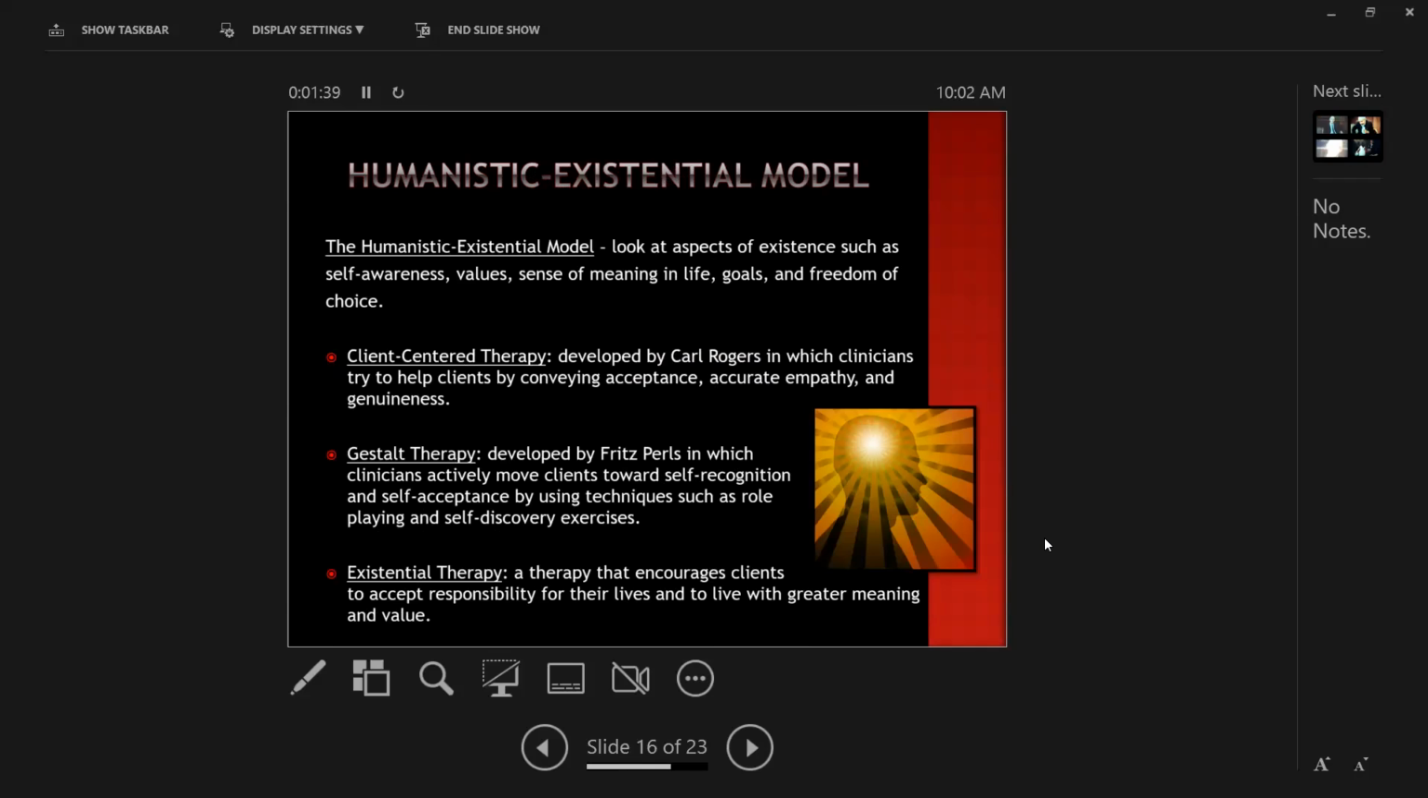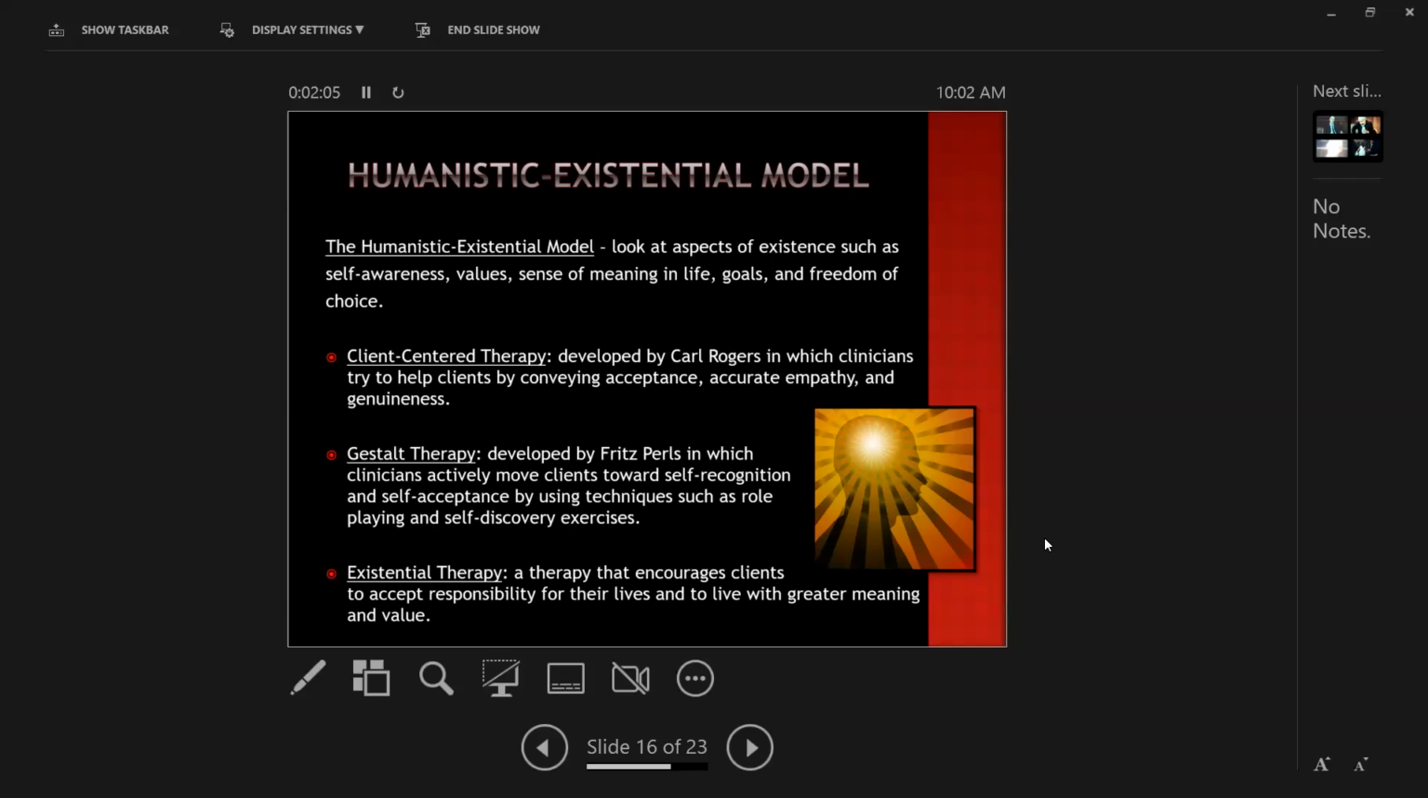Right. And I wrote up on the board that the humanistic and existentialist model look a lot at meaning in life and fulfilling your potential and goodness and growth and some of those things. Right. But what I want to talk about are these 3 different types of therapy that can fall under the humanistic existentialist model. These are very common types of therapy, especially the first one, client-centered therapy.